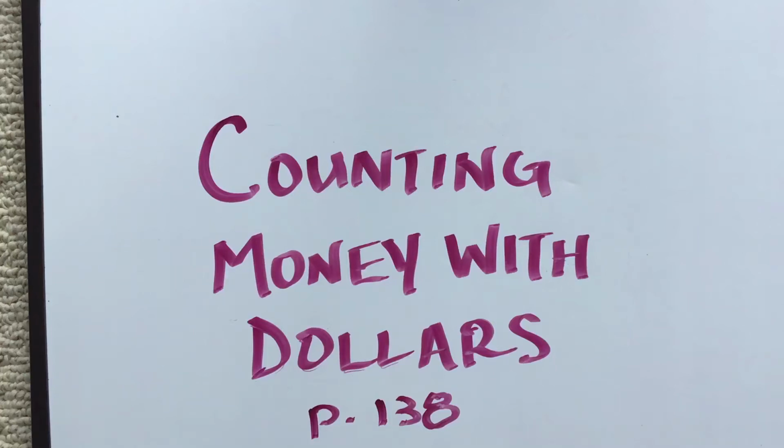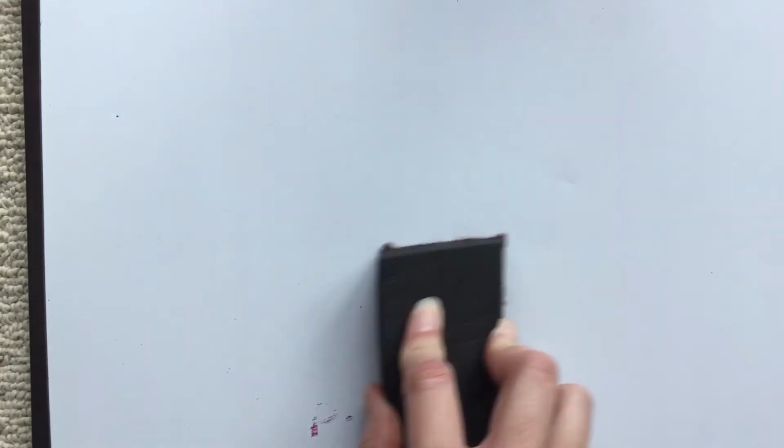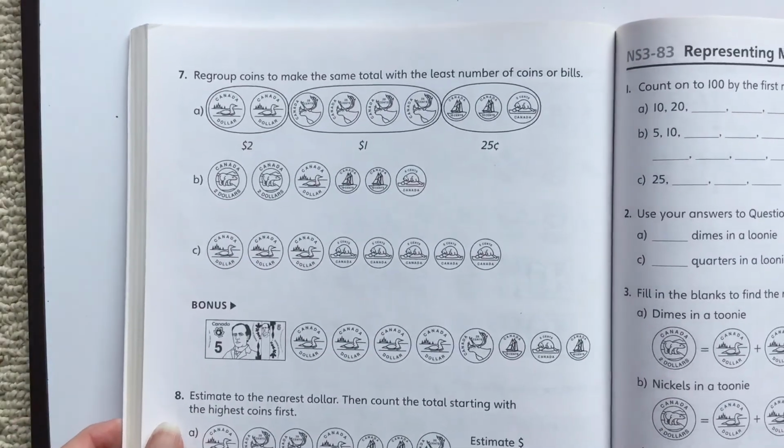Everyone, in today's video we are going to be continuing the lesson that started on page 136 called Counting Money with Dollars. You have already completed pages 136 to 137, so please turn to page 138 in your Jump Math book and we will get started. You can work along right with me.